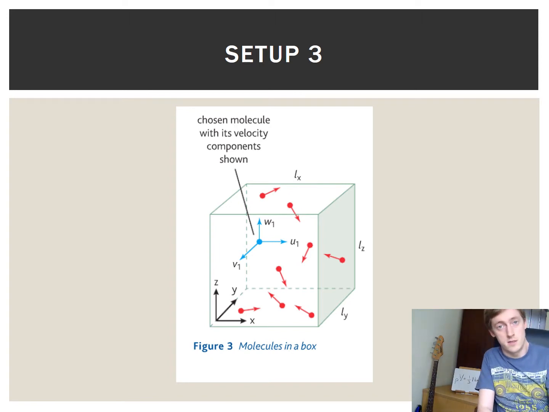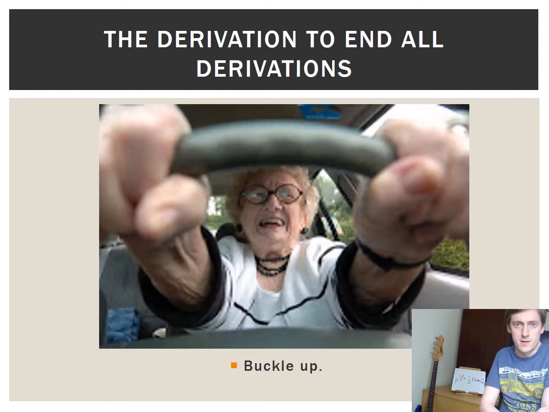In the derivation, we've got this kind of setup where we've got loads of particles moving around. Each particle will have some sort of velocity in the x, y, and z direction. We're going to begin by looking at one particular particle in one direction, and then we'll expand it to all particles in all directions. And we're really looking at the force that they're applying on the walls. We can get the pressure from that. Okay, here we go.